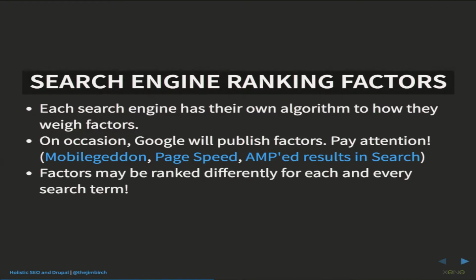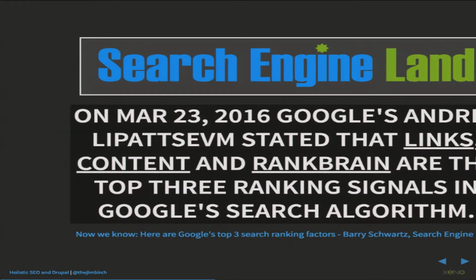Here's the kicker. Ranking factors may be ranked differently for each and every search term. So, the fact that we saw the map listing in one and a knowledge box in another, of all these ranking factors, there's no one magic secret sauce of if you have all your H1s right, if you have your page speed right. It's a conglomeration of all of these different things, and it could be different for every single search term.